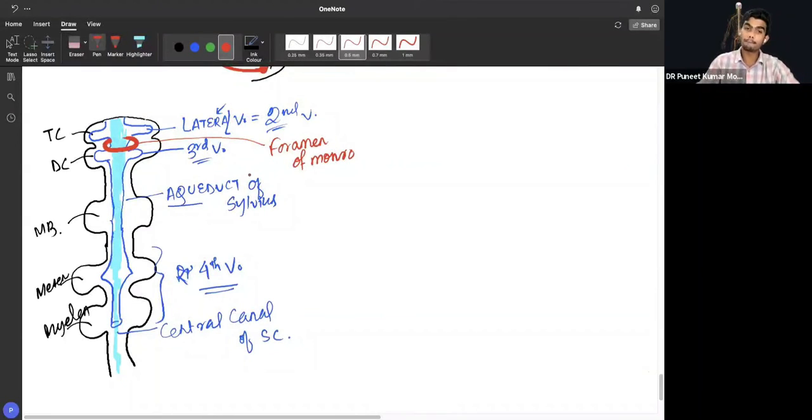Foramen of Monro. Okay. Now the third ventricle communicates with the fourth ventricle. This is fourth. This one is third, and the third one communicates with the fourth ventricle by the aqueduct of Sylvius.